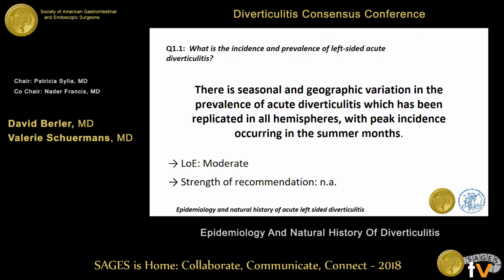And finally, for this first subtopic, there's one more statement regarding seasonal and geographic variation in incidence of acute diverticulitis, and there does seem to be one, with the incidence and inpatient admission rates for acute diverticulitis peaking in summer months. This pattern was reproduced in both northern and southern hemispheres, and dietary changes, relative dehydration, fluctuating vitamin D levels during summertime months may all play a role in this phenomenon.